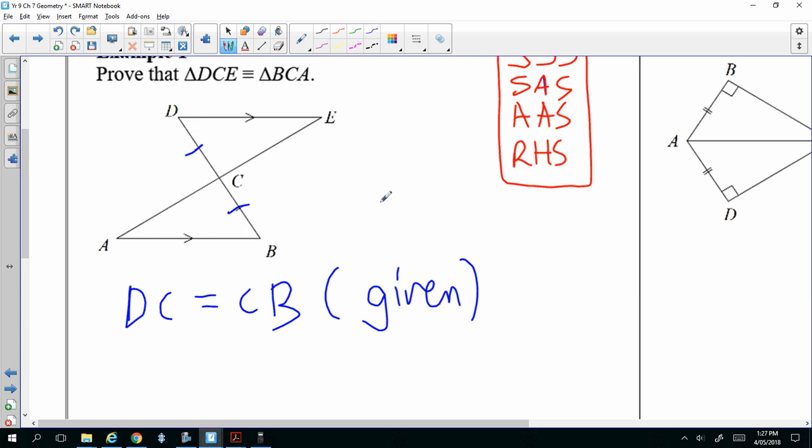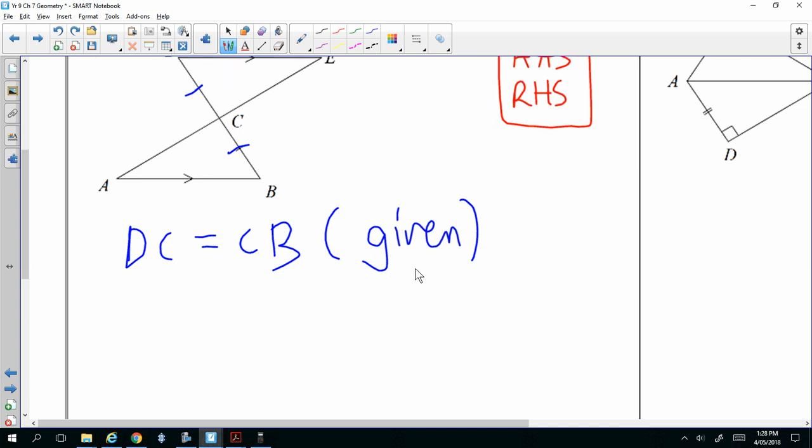Yes, Luca? All right. DC equal to CB, given. Okay, what did you say, Luca? Wouldn't it be BC? When it's right down the side, it doesn't have to be in the same order. Could be any order.